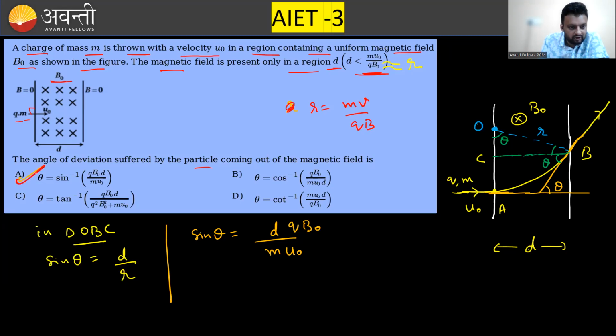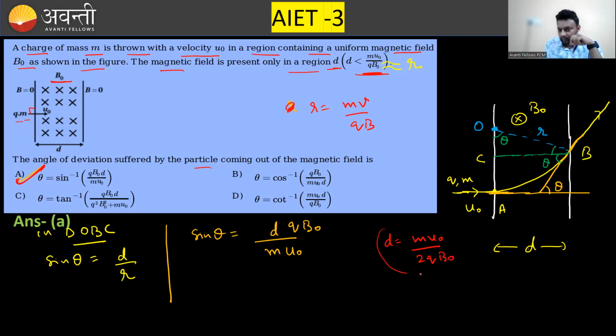So which option is correct? Option A is correct. Clear? You can see that option A is the right answer. Is this question clear? Simple question. Now there might be a situation where they will give you the exact value of D. Sometimes they may give you D equal to mv naught by 2qB naught.